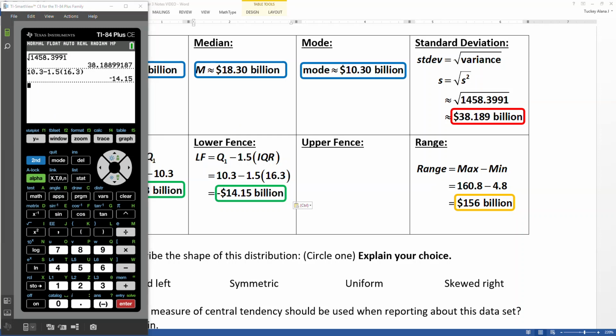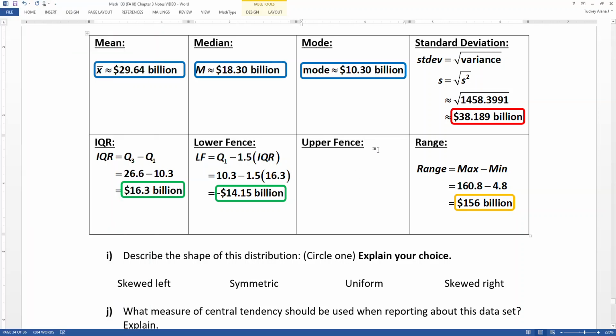All right, now the upper fence, there's another formula for that. And again, lower fence and upper fence formulas might be a very smart thing to put on your note sheet for the exam because you don't have to memorize them, you just have to use them. So the upper fence is Q3 plus 1.5 IQR, which is 26.6 plus 1.5 times 16.3, which would be $51.05 billion.